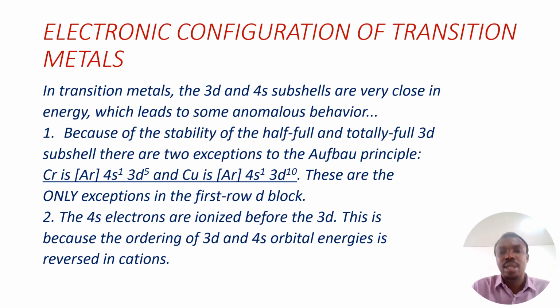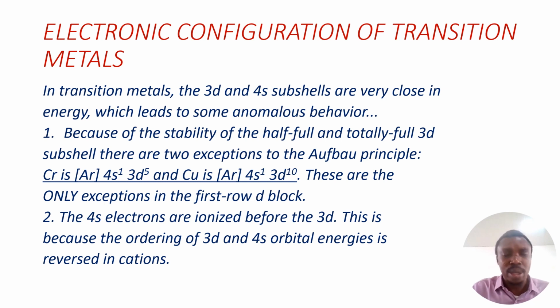Other transition elements will follow the Aufbau principle, the Pauli exclusion principle, and Hund's rule in writing electronic configuration. It follows generally the building principle, which is the Aufbau principle, whereby you fill electrons starting from the lowest energy level available. In transition metals there is an anomalous behavior as a result of the closeness of the 3d and the 4s subshells. They are very close in energy, so it leads to some anomalous behavior. Because of the stability of the half full and the totally full 3d subshell, there are two exceptions to the Aufbau principle.